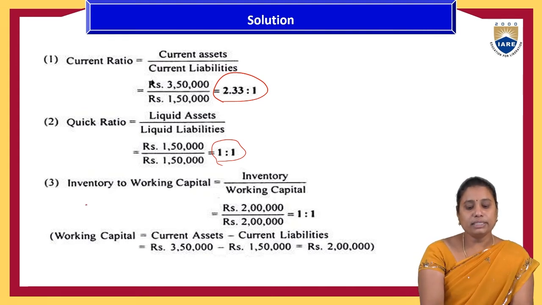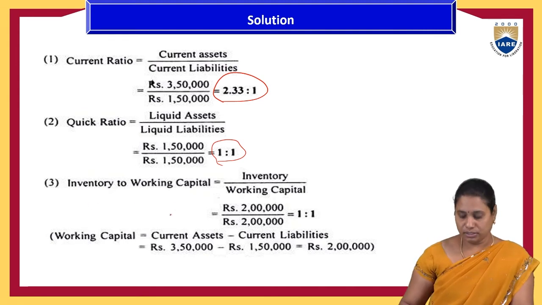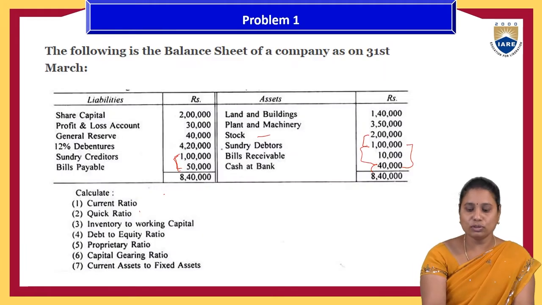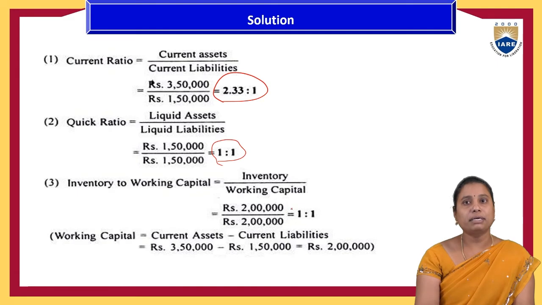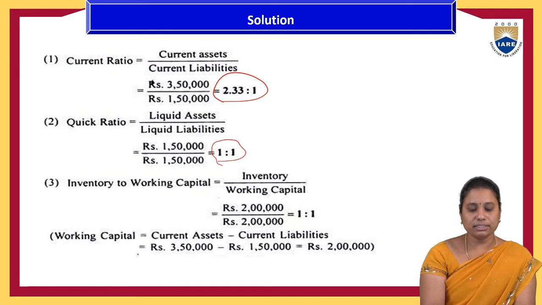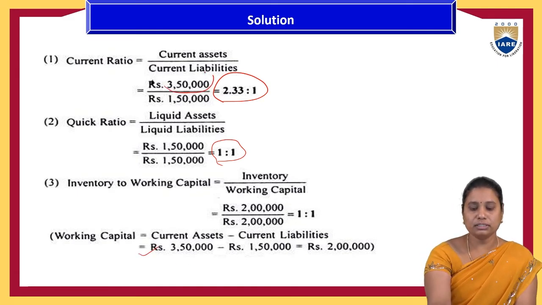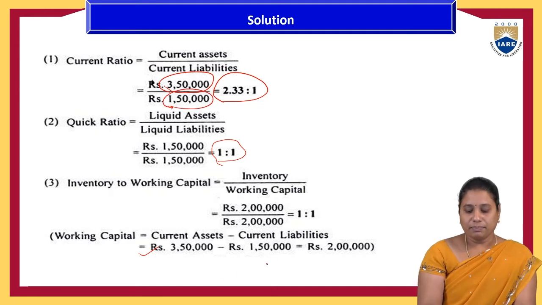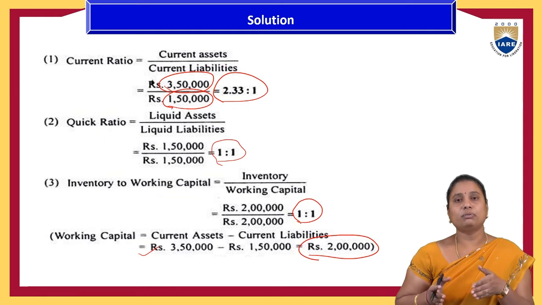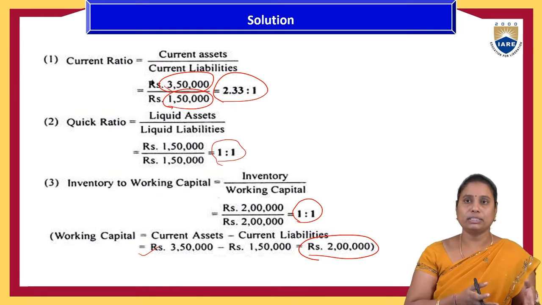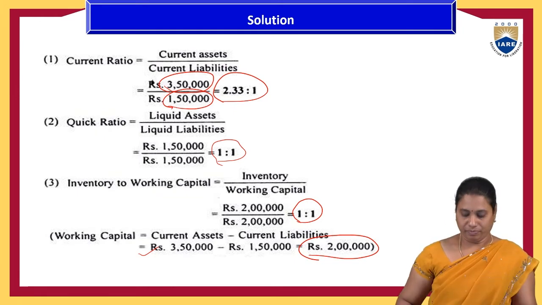And the third one is inventory to working capital. Inventory means the stock worth 2 lakhs, and working capital means current assets minus current liabilities, whereas the current assets are 3 lakh 50,000 and the current liabilities are 1 lakh 50,000, that is 2 lakhs worth of working capital. 2 lakhs worth of inventory, 1:1. So with whatever working capital is there, they are going to purchase sufficient inventory.